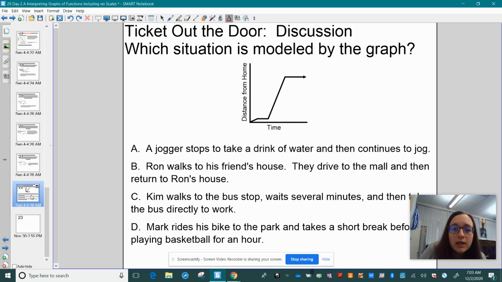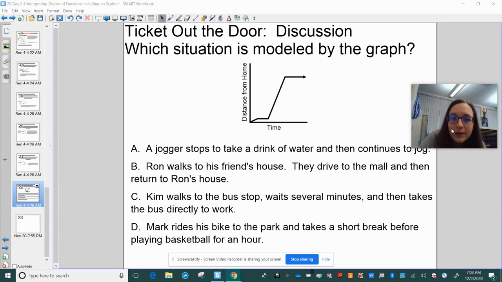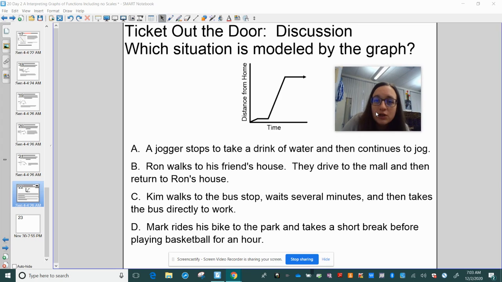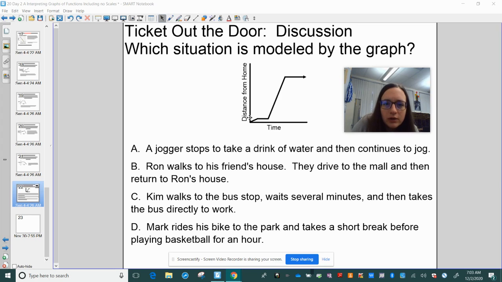All right, final one. I don't know if you have this one on your paper, but I'll go through it anyways. Here we go. Discuss which situation is modeled by the graph. Okay, so notice it increases a little bit. Oh, distance from home. Okay, so you're further away from the home. And then you're walking the same distance away from your house. So maybe you're on the other side of the block. You're the same distance away from your house as time is going by. And then you're walking further and further away from your house. And then you're just changing direction, but you're the same distance away from your house.